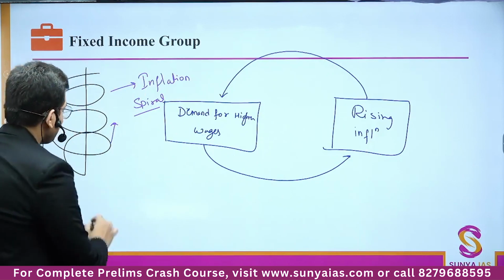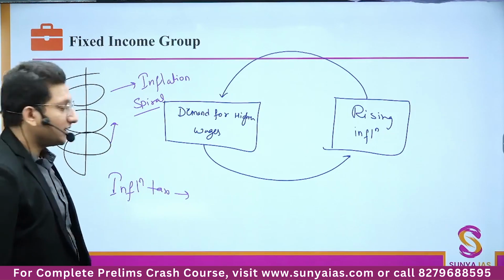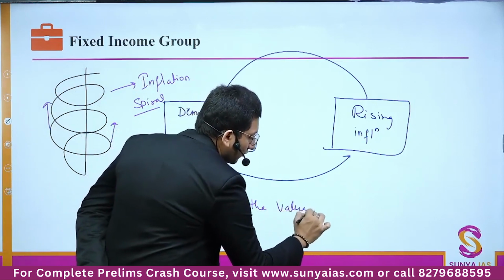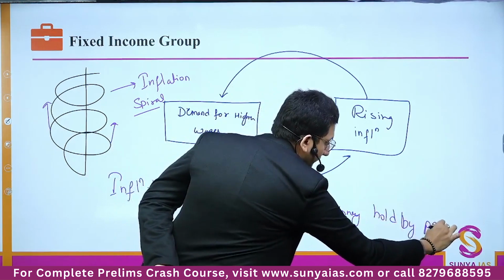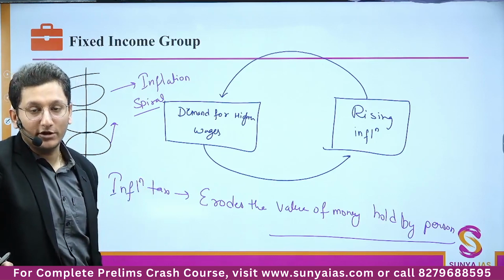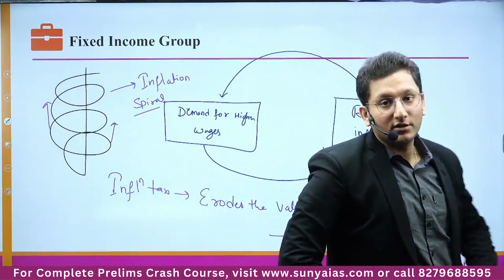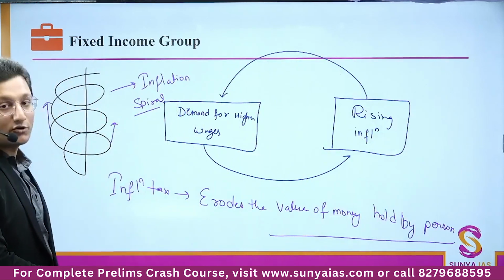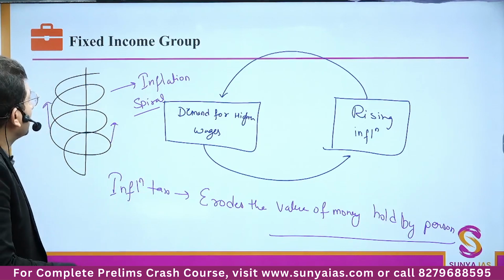And there is also one more term, inflation tax, that inflation erodes the value of money held by a person. So basically, अगर आपके पास आज 100 रुपए हैं और आप उसको अपनी जेब में रख के बैठे हुए हैं और हर साल suppose कीजिए 7% से अगर inflation बढ़ रहा है, then what's going to happen? You are getting poorer by 7% every year. So this is how it's going to affect the fixed income group too. So that is what we called inflation tax. ये दो terms बिल्कुल याद रखिएगा, inflation spiral and inflation tax. So this is how it's going to affect the fixed income group.